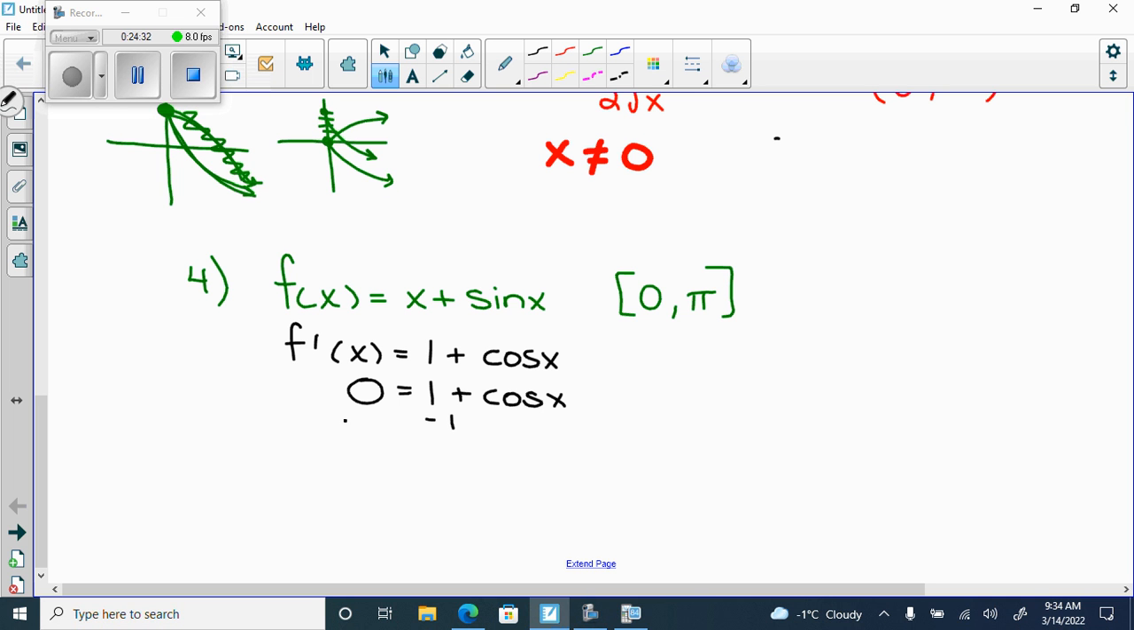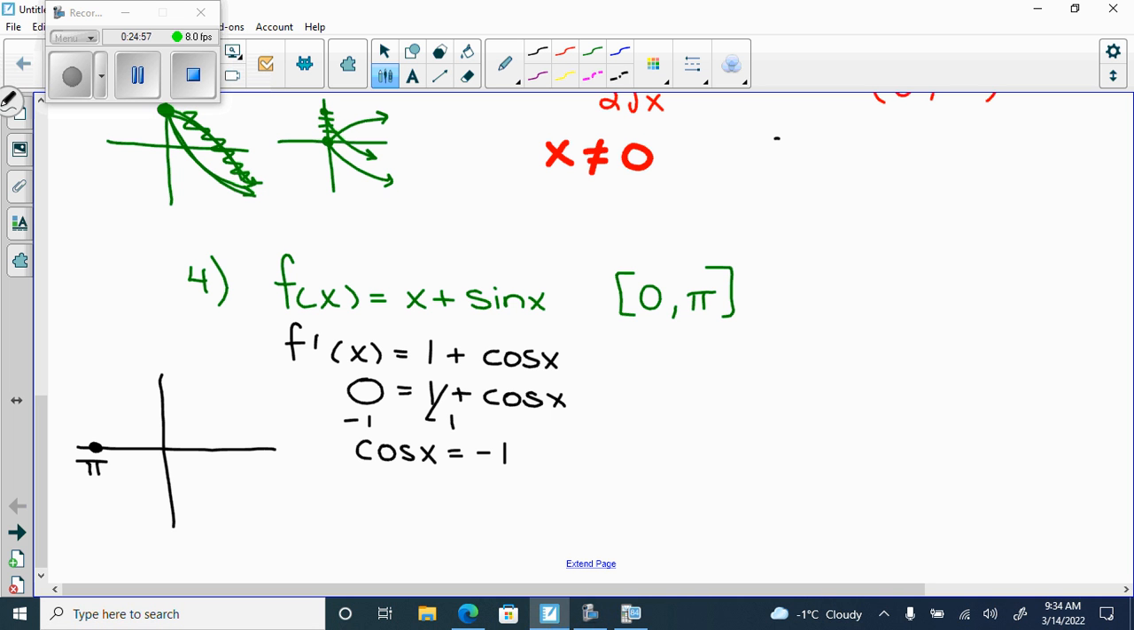Okay, so I'm going to subtract 1, and I'm going to get where cos x equals -1. So cos x is -1 here, which is at where? Pi. Is it inclusive? Yes. If it wasn't inclusive, if it was a round bracket, what would I say? There are no critical numbers, so you wouldn't have any.